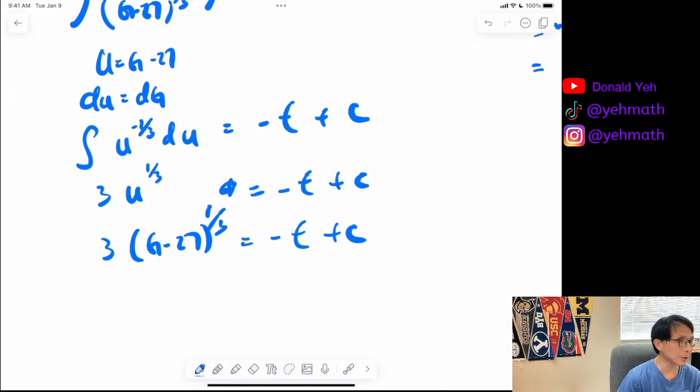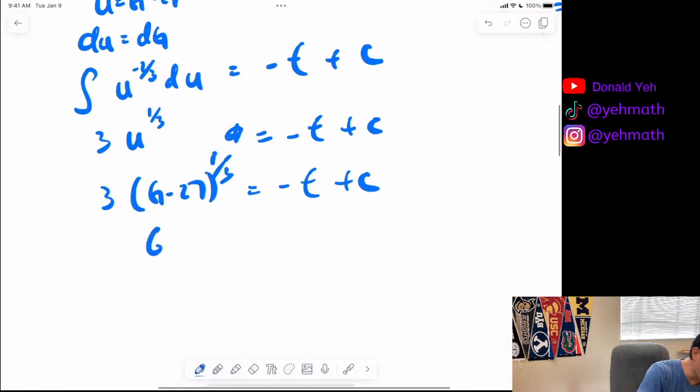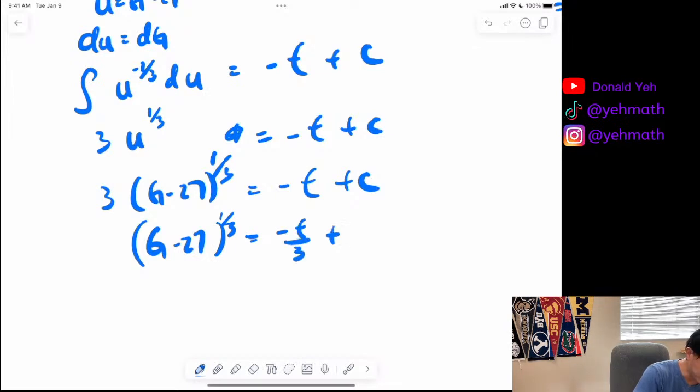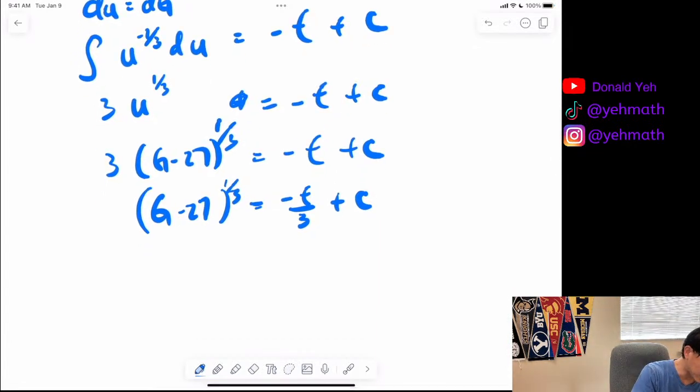Now, to answer the question for Yulia, if I solve for g here, I can divide by 3. But if I divide c by 3, I'm still going to get c. Why? Because I haven't plugged in the initial condition yet. Do you see what I'm saying? It doesn't really matter when you plug in. I usually plug in at the end, so it'll be negative t over 3 plus c, because c is not changing. c divided by 3 is still c. Then I can cube it.